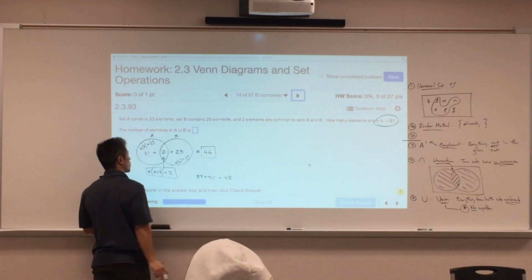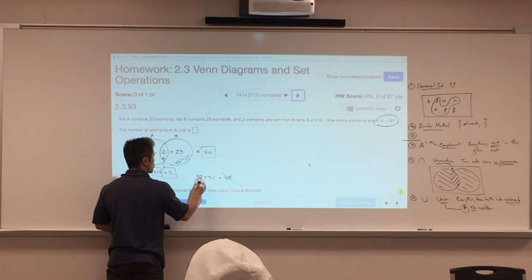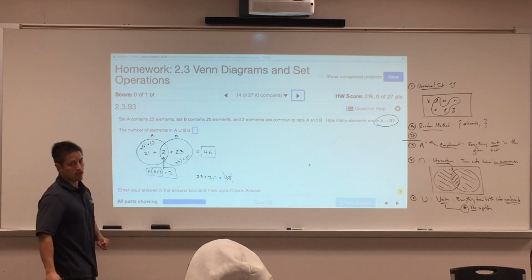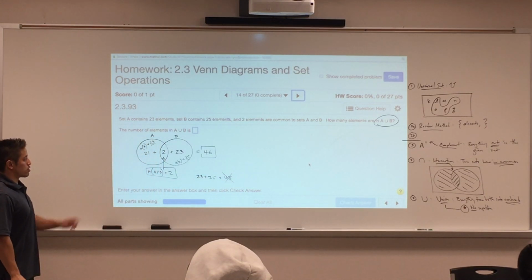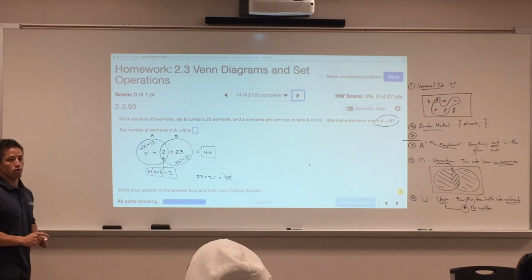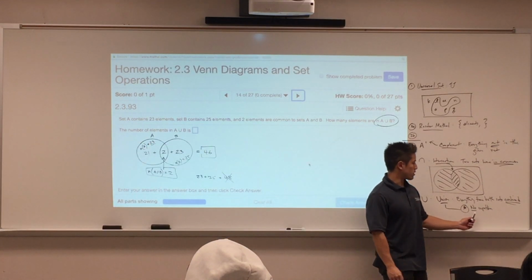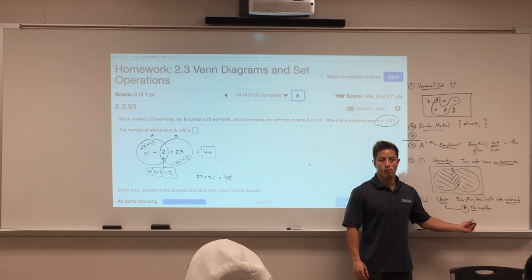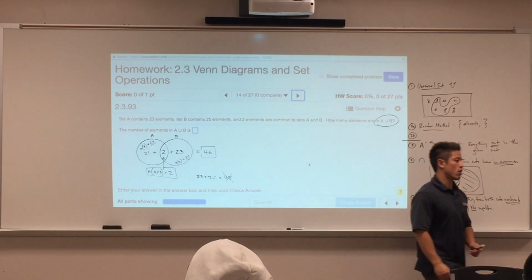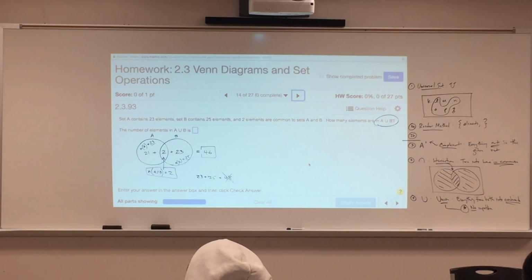You put 48, it's going to be wrong. Do not do this. Easy. Somebody's going to do it. But that's why this problem is so important, because it really tests your understanding of no repetition. All right, so hopefully that makes sense to you.